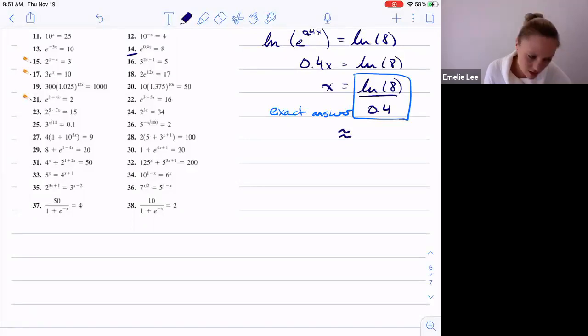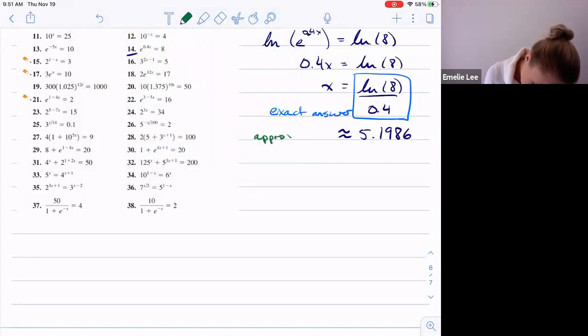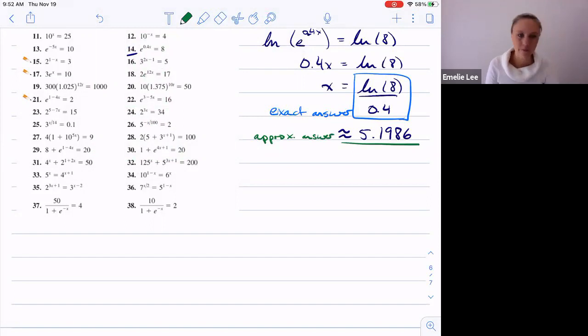And the approximate answer, ln of 8 divided by 0.4, is roughly 5.1986. This is the approximate answer.